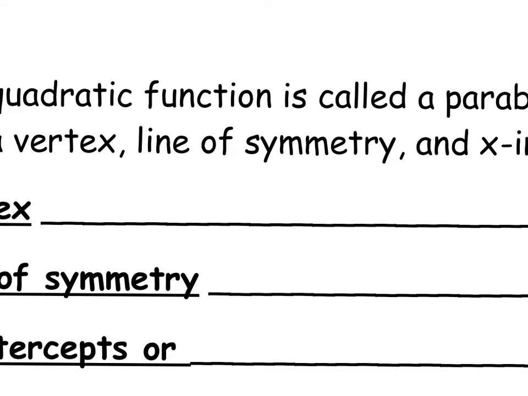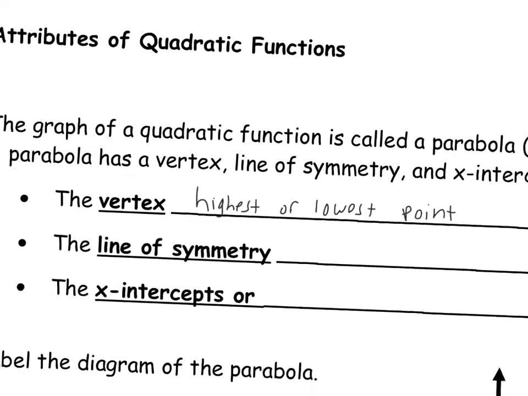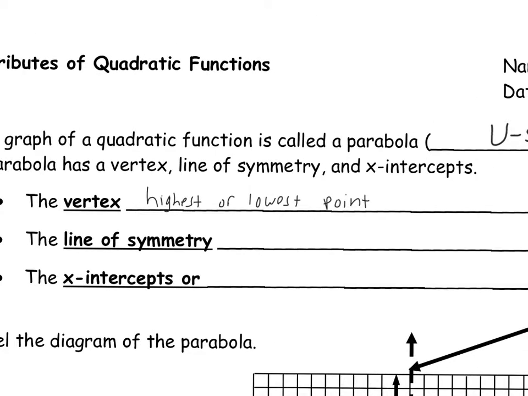The vertex is the highest or the lowest point of your graph. Okay, highest or lowest point on the graph. So it's basically where the U or the parabola changes direction, or where the U kind of bottoms out and curves the other way, okay? That's right where the vertex is, and it's going to be 1 point exactly.